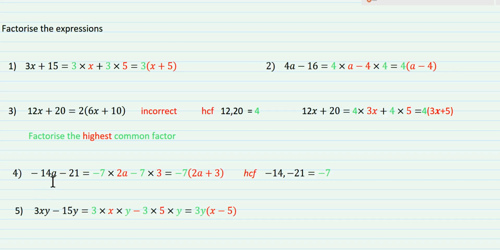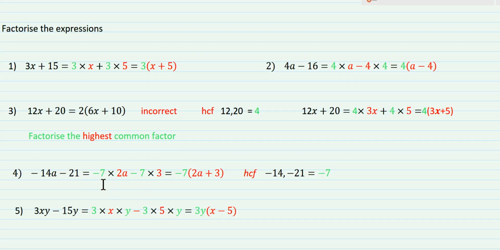Question 4, minus 14a minus 21. So you split the 14a, you factorize it. Factors of 14 are 7 and 2. So you put this, so it's minus 7 and 2a. Then the factors of 21 are 7 and 3. So it's minus 7 and 3. So there is a minus here because there's a minus here.